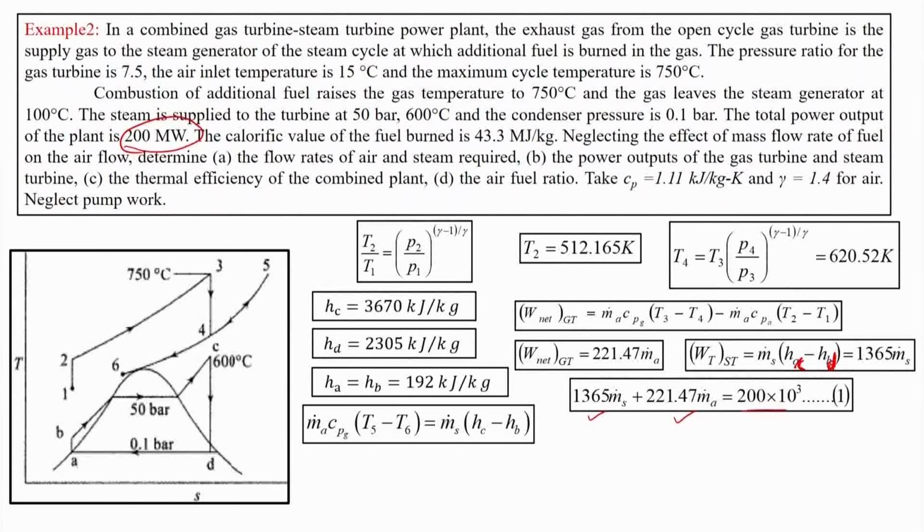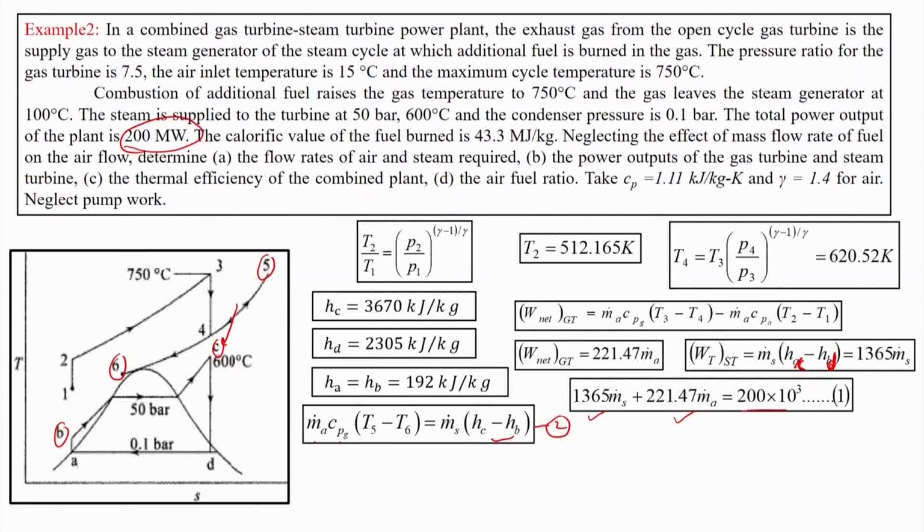So, we know also that mass flow rate of air into Cp of gas into (T5 minus T6) is the heat lost by the gas turbine to the steam turbine, where the steam turbine is getting the heat from Hc to Hb. So basically it is rising its enthalpy from B to C. So this is the second equation, equation number 2.